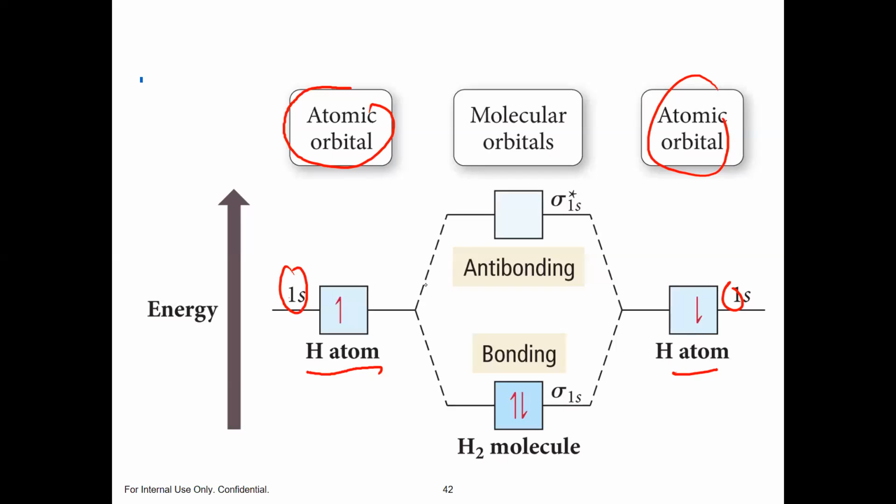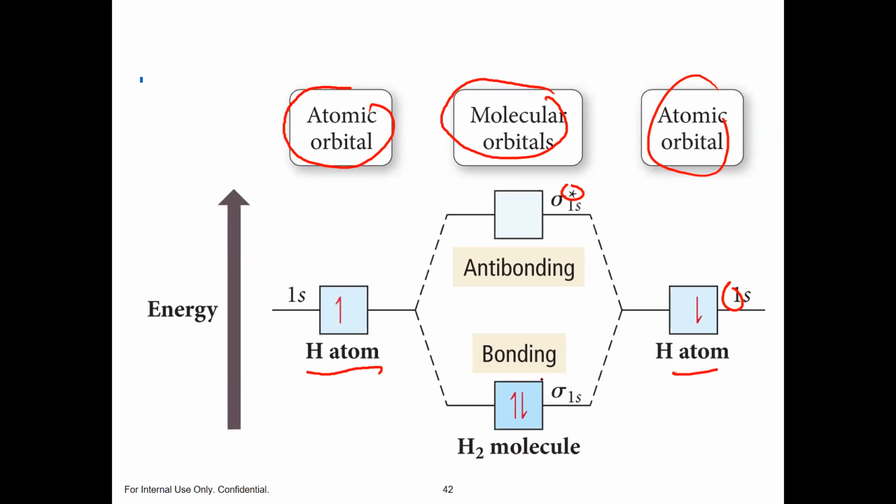So that's what we're going to draw here. When that 1s and 1s come together, we can form a bonding orbital, we just draw it as a little box. And we could have an anti-bonding on top. Why is anti-bonding higher in energy? Because anti-bonding is not stable, so it's higher in energy. Bonding orbital is lower in energy. So we're going to form a bonding orbital and an anti-bonding molecular orbital when these two atoms come together.